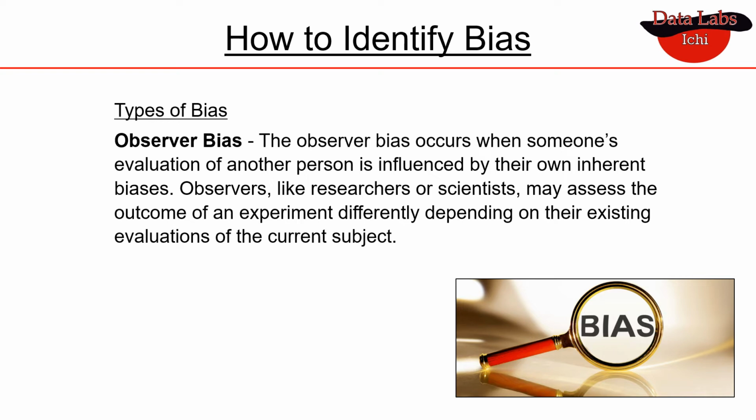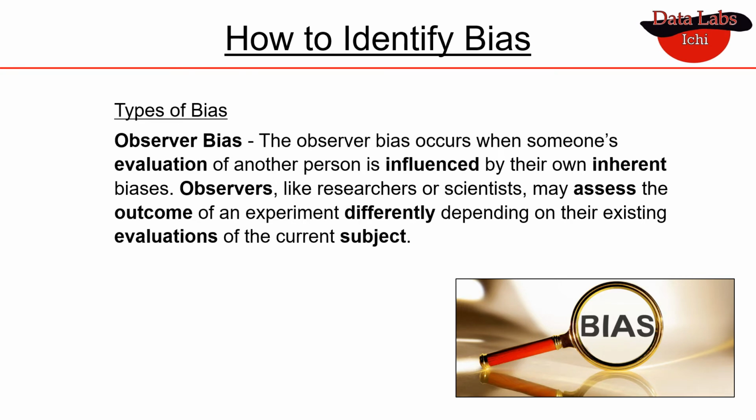Next, we're going to talk about observer bias. Observer bias is common, but it's kind of hard to understand or identify when it's happening. It's mostly the evaluation of another person's influence on their own inherent biases. So you're talking about your own bias and how it's being affected by bias.